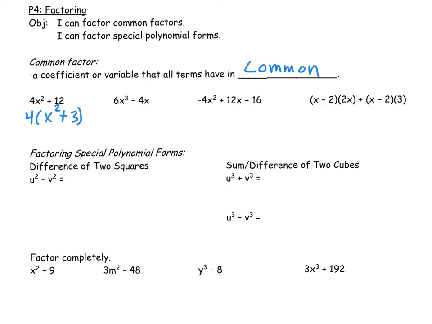When you're taking out a common factor, sometimes it's a constant. Other times it can be a variable. So in this next one, I see 4 and 6. And I'm like, all right, I can take out a 2. But they also both have an x. So that would take my first term that I have here.